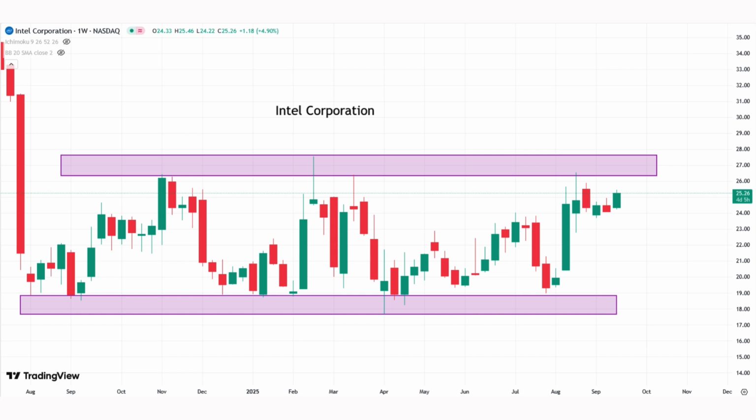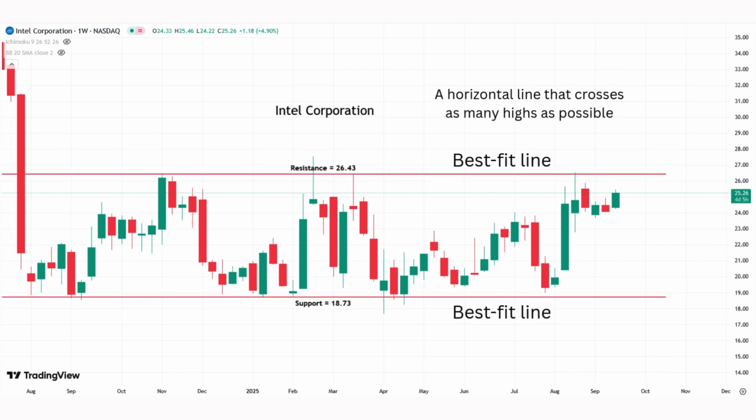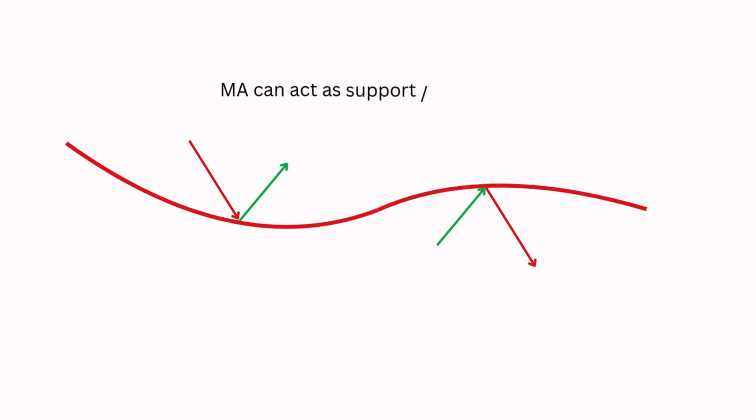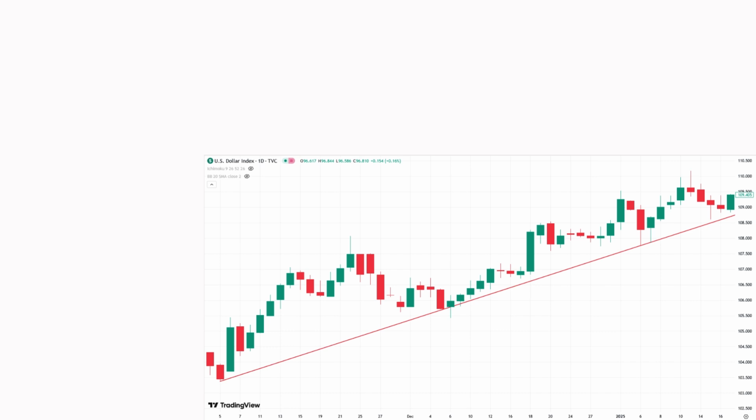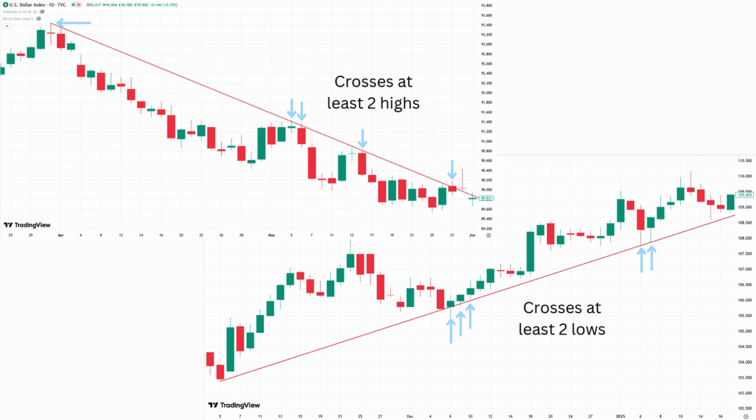Supports and resistances are not round figures. They can be viewed as zones or as a best fit line. Moving averages smooth out price trend over a specific period of time and can act as support or resistance. A trend line is a straight line, whether upward sloping or downward sloping, that crosses at least two lows or highs, the more the better.